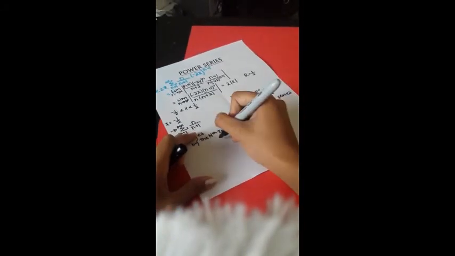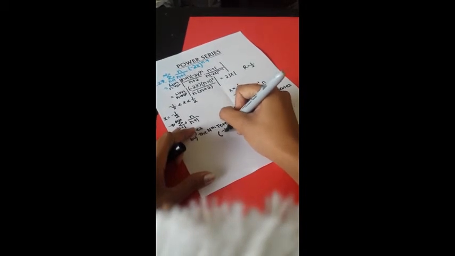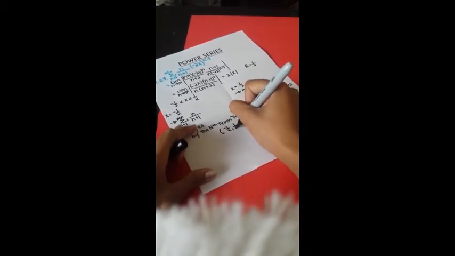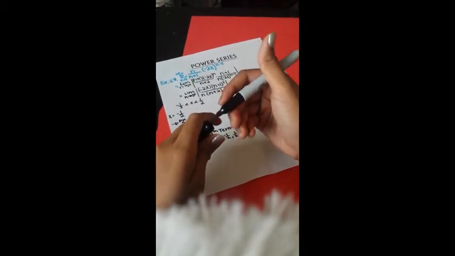So now, since we have tested both endpoints and they both diverge, meaning they are both not included, our interval is just negative 1/2 not included to 1/2 not included. And that's how we find our endpoints.